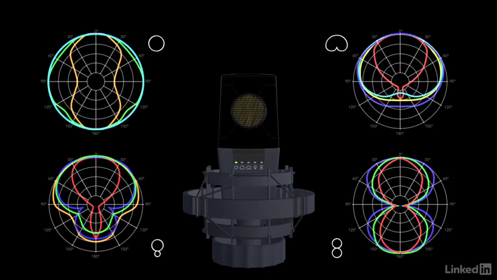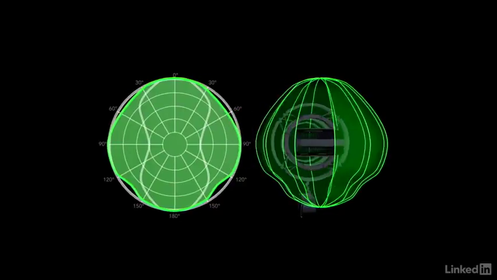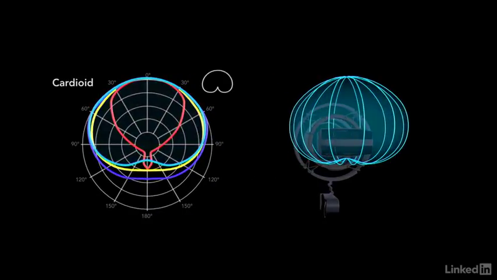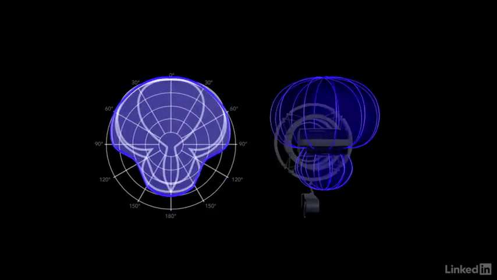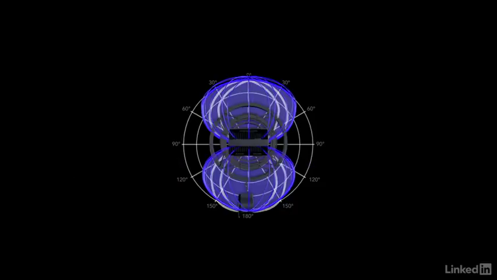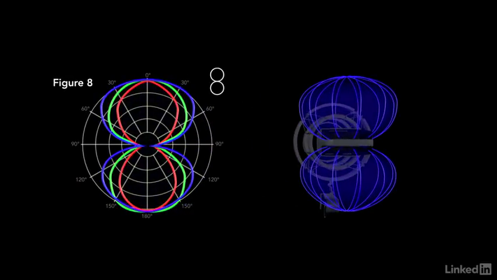Let's review these 4 polar patterns. An omnidirectional mic picks up sound in 360 degrees around it, although the frequency response is best from the front. A cardioid mic picks up in a heart-shaped pattern, while a hypercardioid pattern is even less sensitive to sounds coming from the side. And finally, a figure 8 or bidirectional pattern picks up equally from the front and back, but almost nothing on the sides.